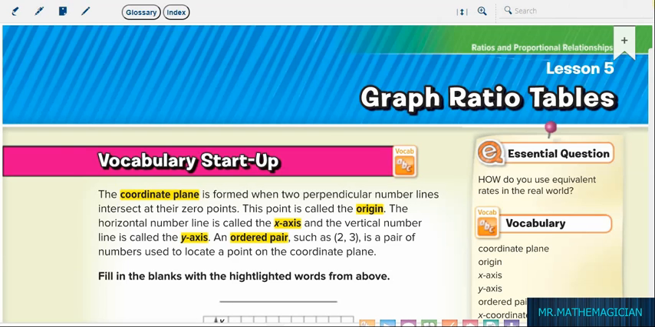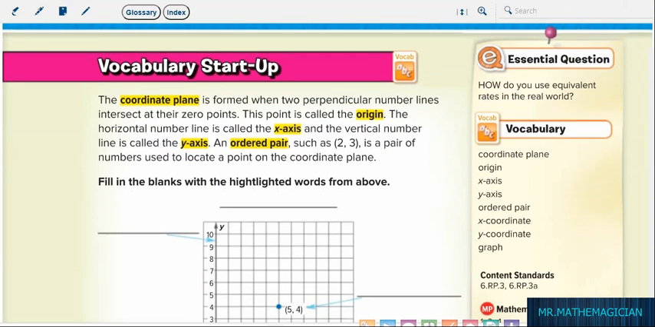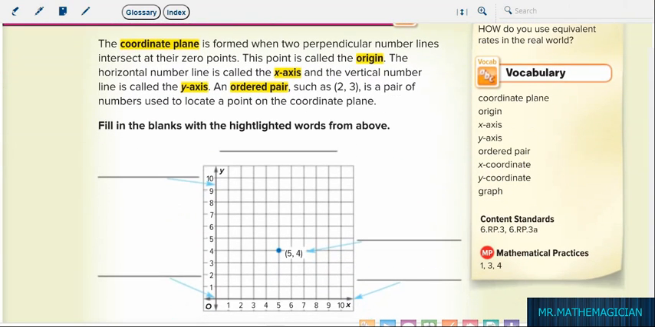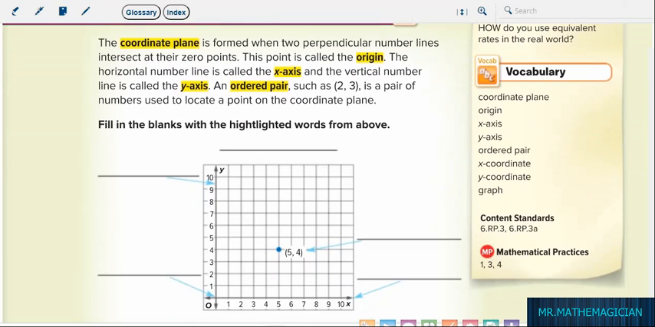Mahmoud explaining course 1, chapter 1, lesson number 5, graph ratio tables. How can we graph ratio tables? This is what we are going to know right now. But first we need to know what is the coordinate plane.